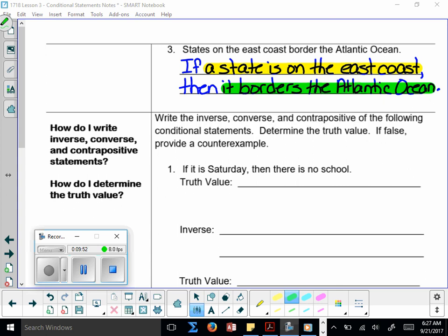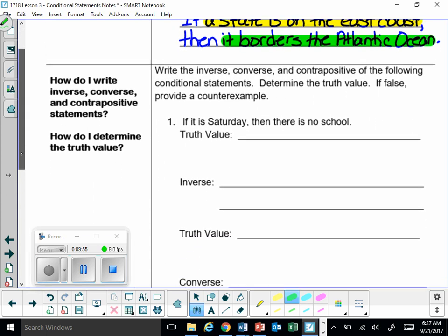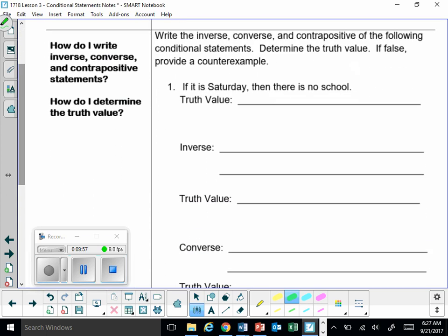Now, let's take a look at writing the inverse, converse, and contrapositive of conditional statements and determining the truth value, providing a counterexample, of course, if our truth value is false. If it is Saturday, then there is no school. My truth value here is true. Thank goodness. I like my weekends. So, P is it is Saturday. Q is there is no school.